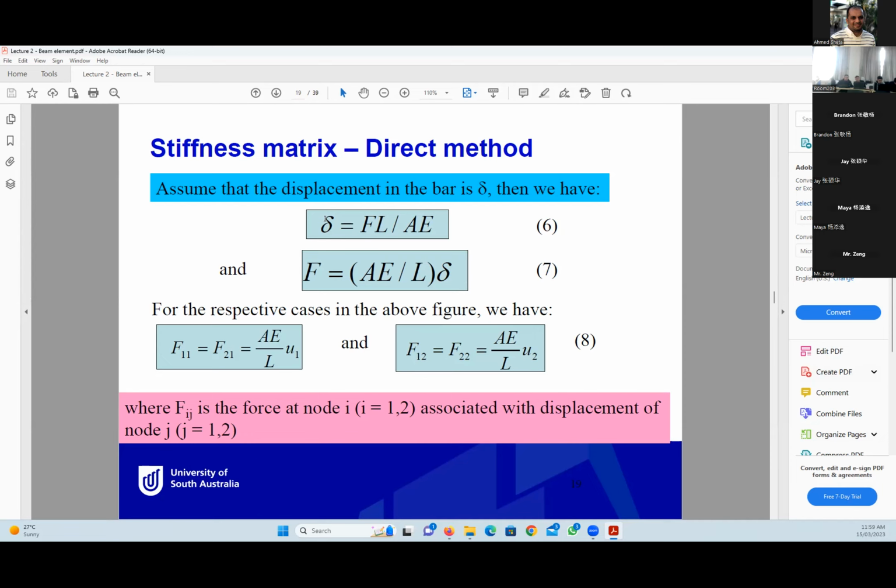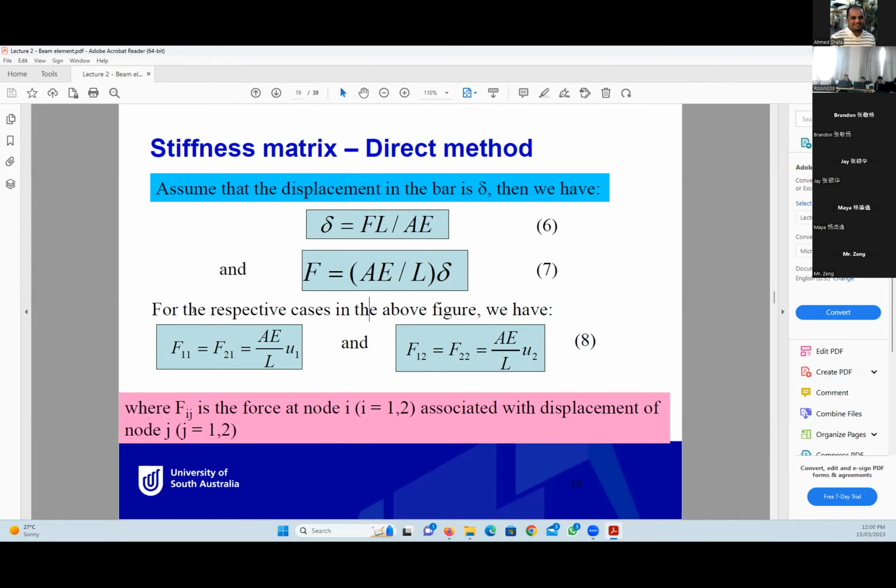So the elongation in the bar element, delta, equals the force times L divided by EA. This is how to get the deformation or the elongation in a bar element. So to get the force on one side, F will be delta times AE divided by L. This is the general force for the bar element: F equals AE divided by L times delta, where delta is the displacement in the bar element.